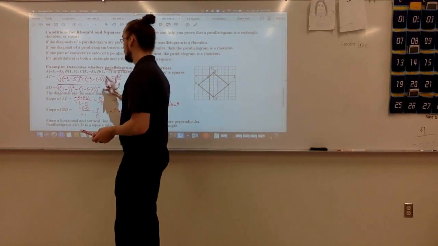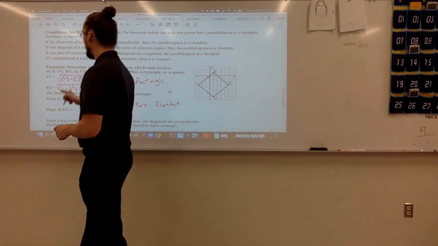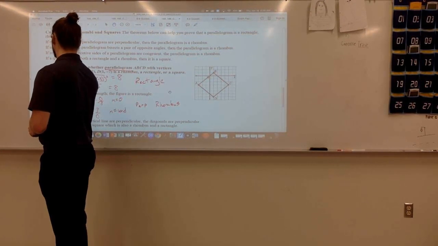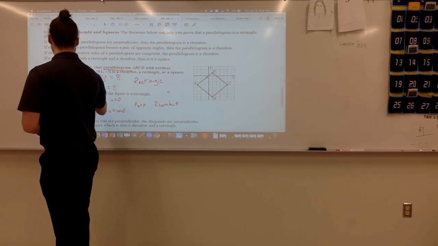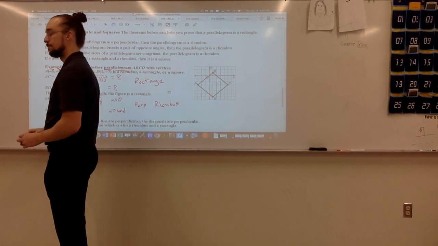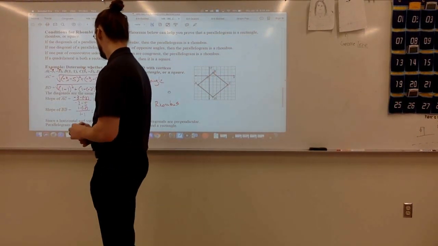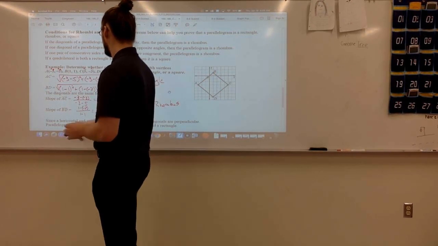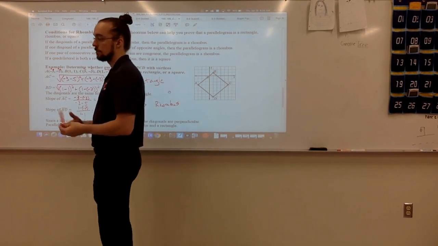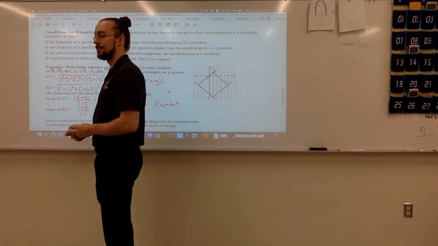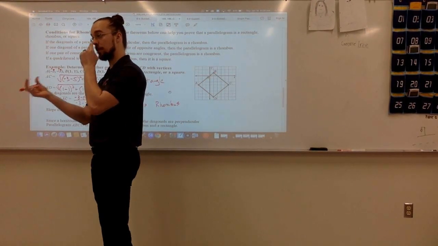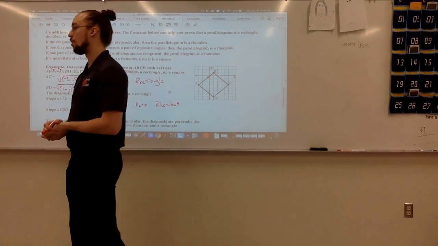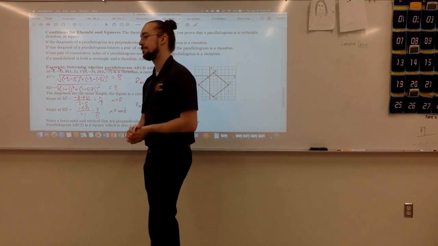For the distance formula, it doesn't matter. I mean, I could make this point x2, y2, and this point x1, y1. For the slope, it comes out to be the same thing. It doesn't matter which point you define as x1, y1, and which one's x2, y2, it'll always come out to be the same thing.